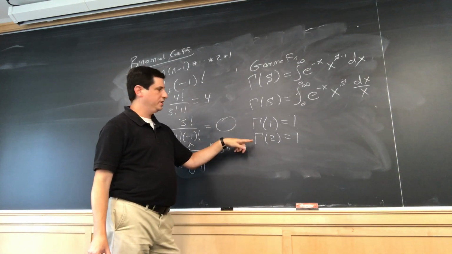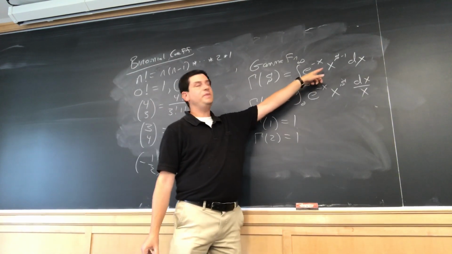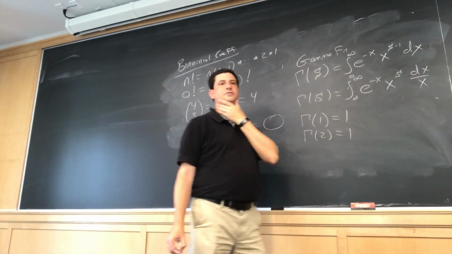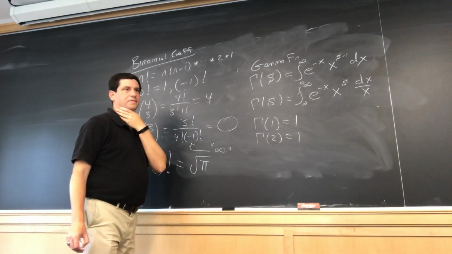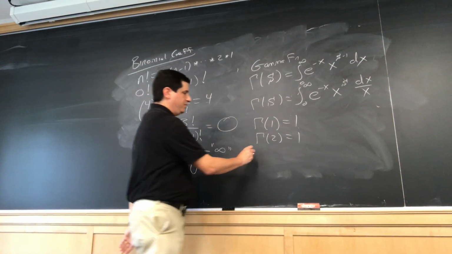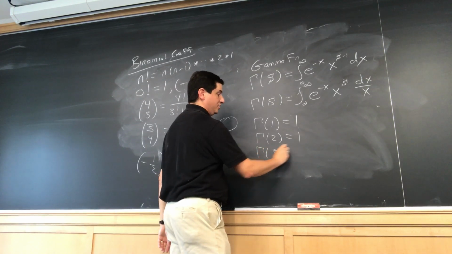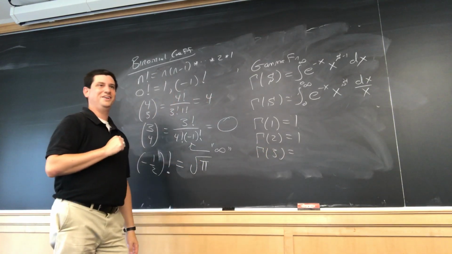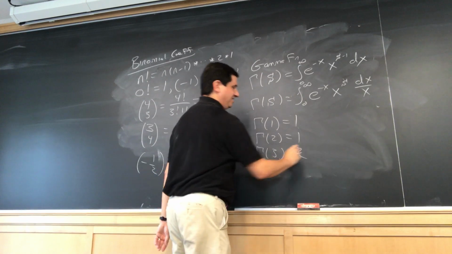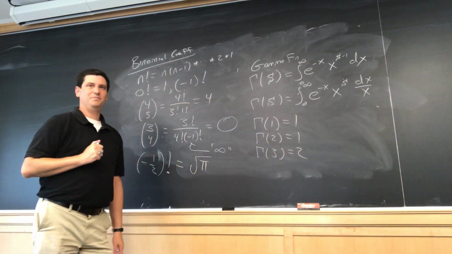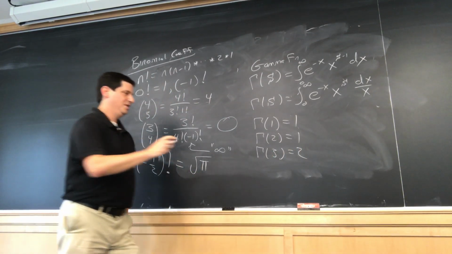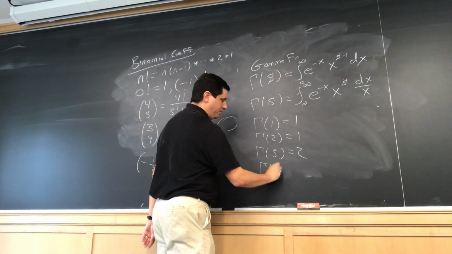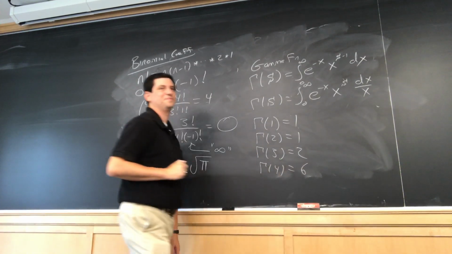So gamma of 1 is 1, gamma of 2 is 1. You could basically evaluate this by integrating by parts. Any thoughts on what gamma of 3 would be? Could this be the Fibonacci numbers? 1, 1, 2. Maybe it is the Fibonacci numbers. But then we do another calculation and we get gamma of 4 is 6.